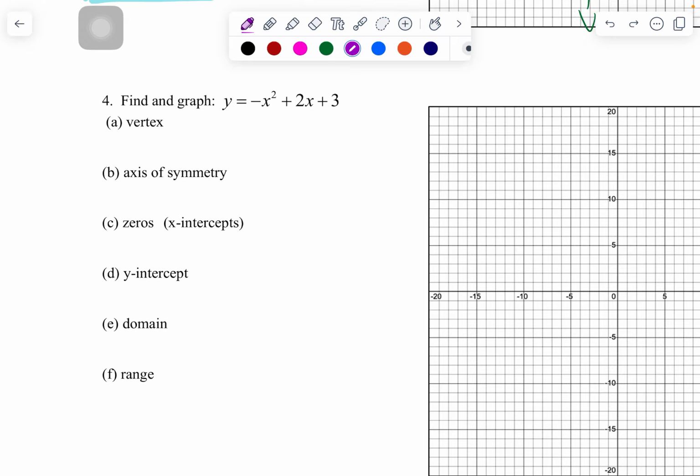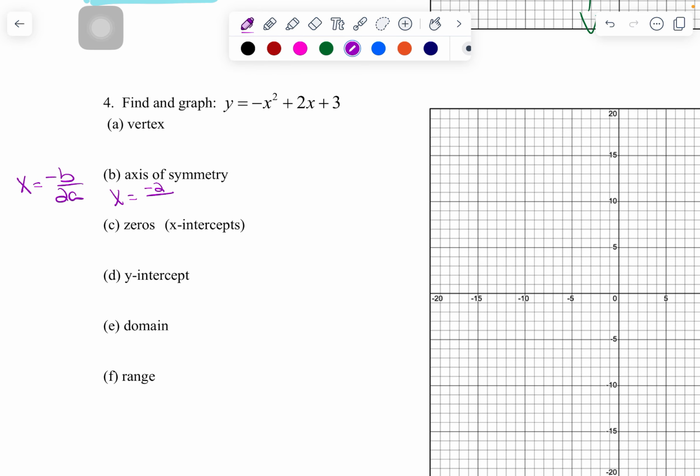So let's start with the axis of symmetry. The axis of symmetry is going to be x is equal to the opposite of b over 2a. Our b value in this problem is positive 2, so the opposite would be negative 2. 2 times your a value, the coefficient of x squared, is going to be negative 1. So negative 2 over negative 2 gives me an axis of symmetry of just 1.